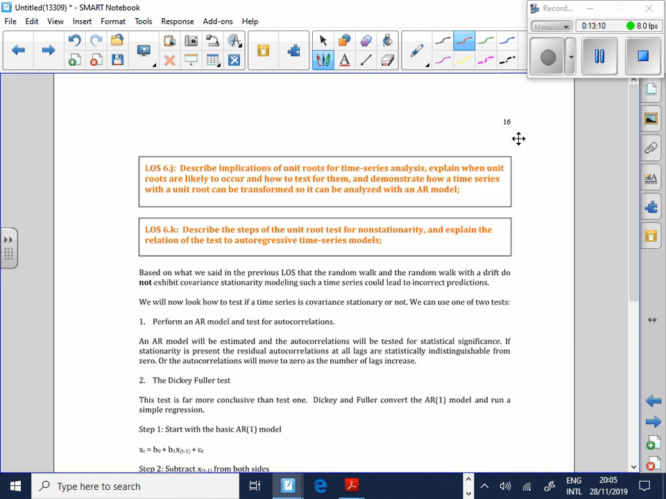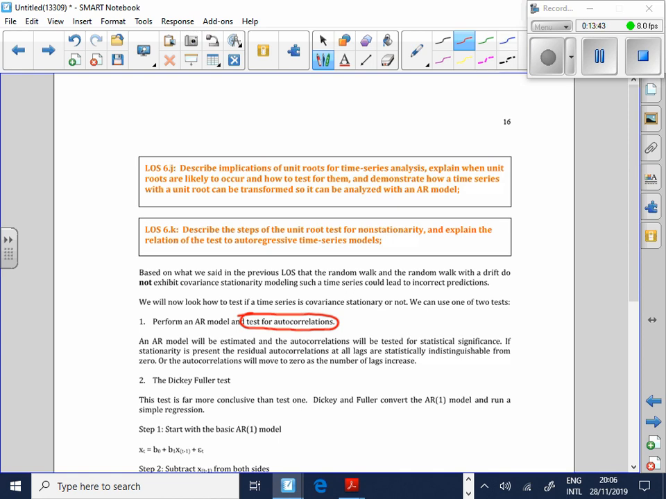Number one, what could I do? I could perform an AR model. So run your model, like we did already, remember that? And then test for autocorrelations. You happy with that? We've done this before already, by the way. We tested it when we looked at an AR1 model versus an AR2 model. We tested it for this already.